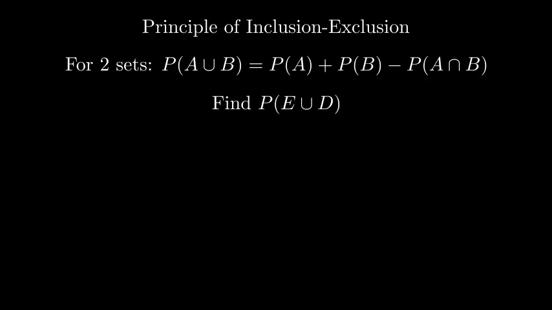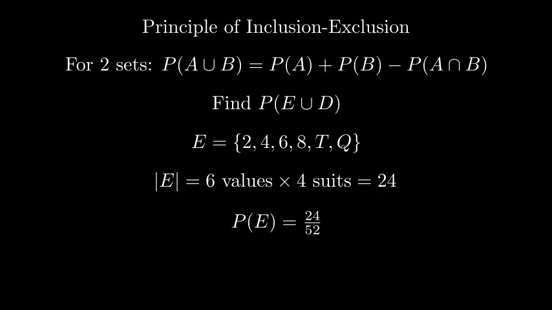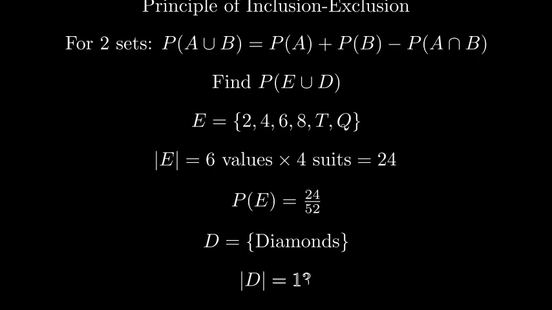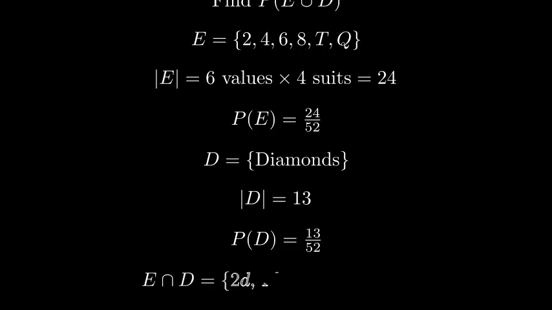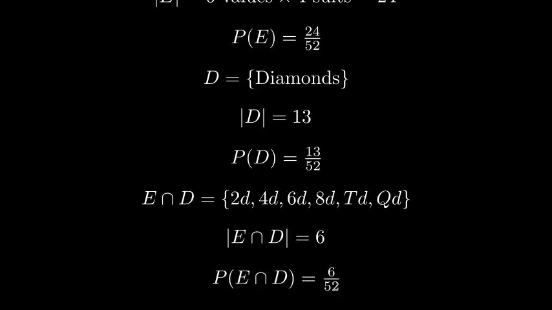First, let's find the probability of each individual event. The set E of even cards contains 6 values, 2, 4, 6, 8, 10, and queen. Each value has 4 suits, so there are 6 times 4 or 24 even cards. The probability of drawing an even card, P(E), is 24 over 52. The set D of diamonds contains 13 cards, so the probability of drawing a diamond, P(D), is 13 over 52. Now, we need the intersection, the cards that are both even and diamonds. These are the 2, 4, 6, 8, 10, and queen of diamonds. There are 6 such cards, so the probability of their intersection is 6 over 52.